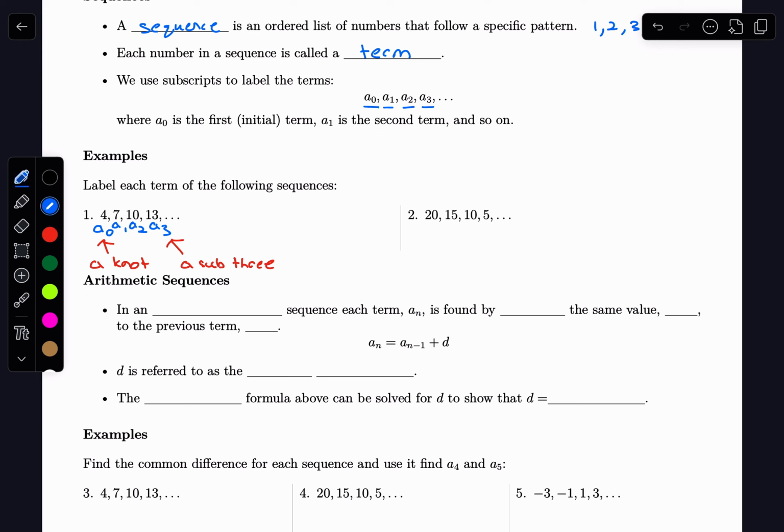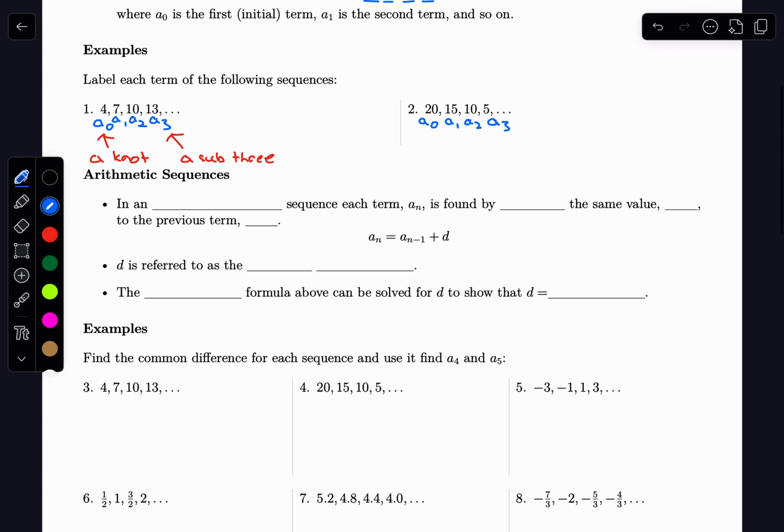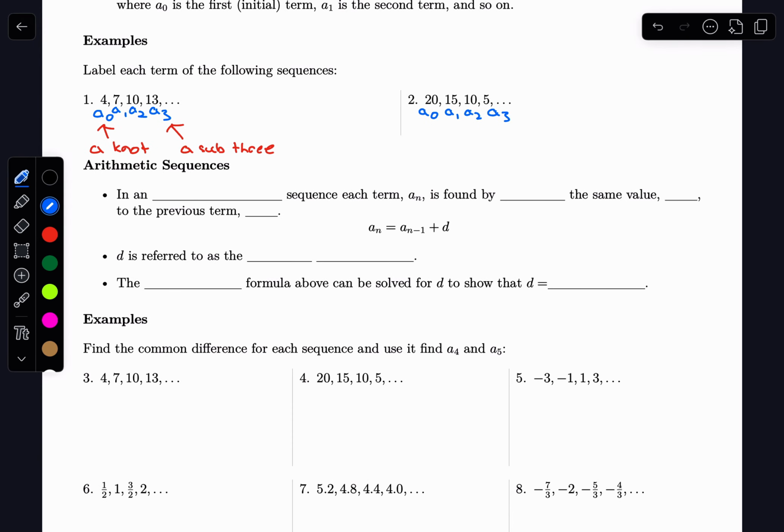All right, number 2, we have 20, 15, 10, 5. So 20 would be our A naught, 15 would be our A sub 1, 10 would be our A sub 2, and 5 is our A sub 3. All right, so that's just the very basics. Now let's get into what these arithmetic sequences are all about.